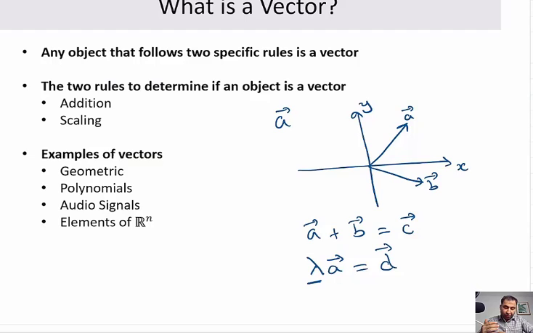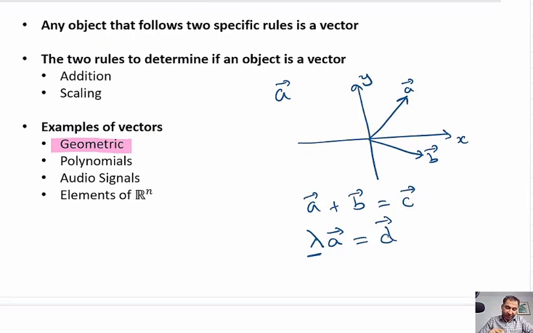The concept that we are most familiar with is the geometric case, the example that I just presented, where you can plot a vector in a two-dimensional or three-dimensional space, or you can use that intuition to visualize or think of a vector in more than 3 dimensions. But there are other examples that follow the two rules, addition and scaling, and based on our definition, they're also vectors. So polynomials.